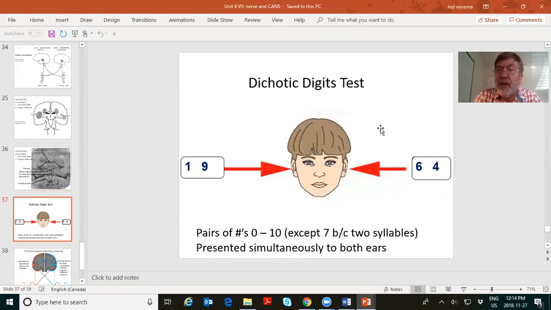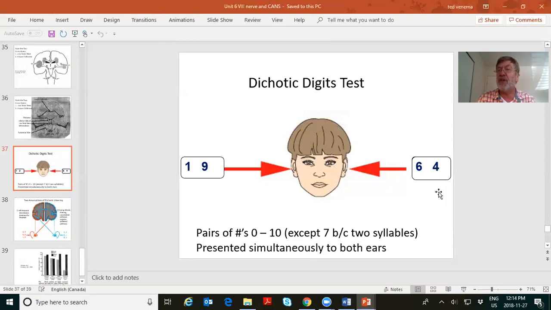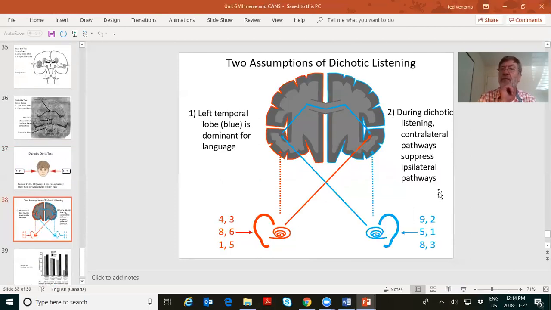And so the dichotic digits test, we said last week, random pairs of digits put into the ears at the same time. And the kid has to repeat what he heard. The two assumptions of the dichotic digits test. Okay, the child has to repeat the digits he heard. Doesn't have to tell the order, doesn't have to tell what ear, just tell me what you heard. And most of these kids will have a right ear advantage because of this.